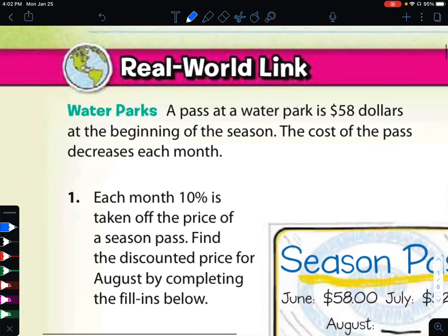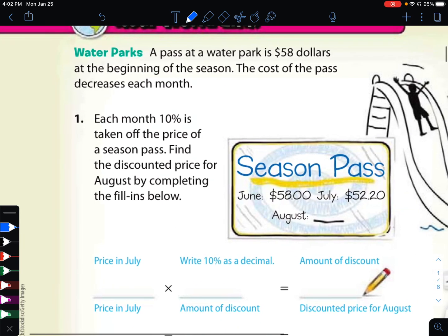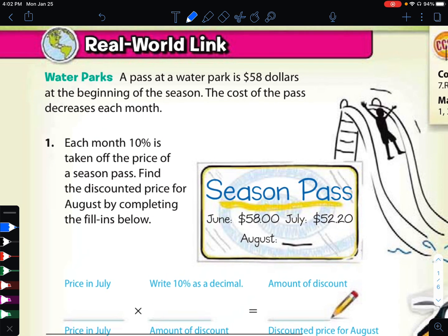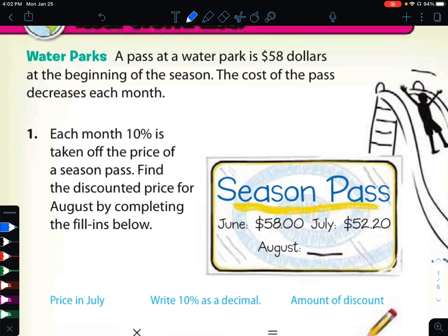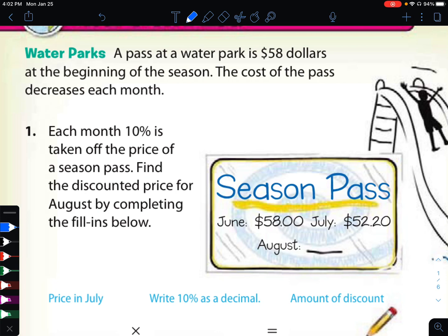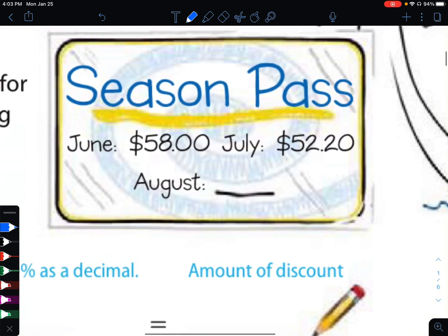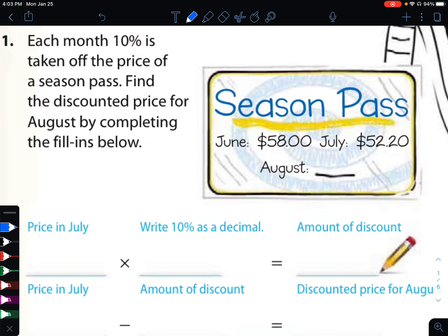Okay, so let's take a look at this real world link and see how this works. Let's look at water parks. A pass at the water park is $58 at the beginning of the season. The cost of the pass decreases each month. If you look at the season pass, June it was $58, July it was $52.20, and we don't know what August is.